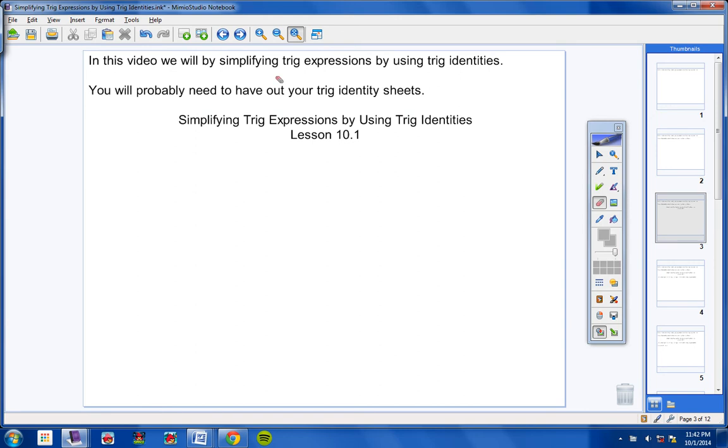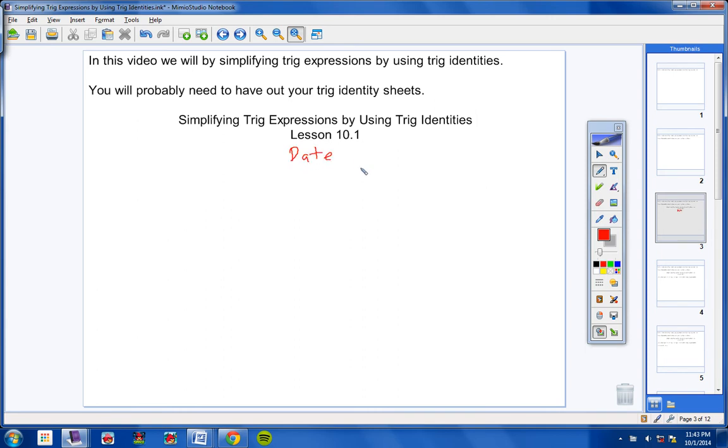If you've not done that yet, your heading for today is simplifying trig expressions by using trig identities. Now we've already looked at the fundamental trig identities, and we also have learned how to solve trig functions by using trig identities, but today we're going to simplify trig expressions by using trig identities.